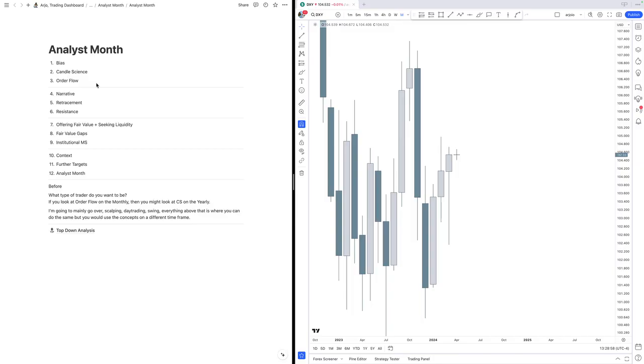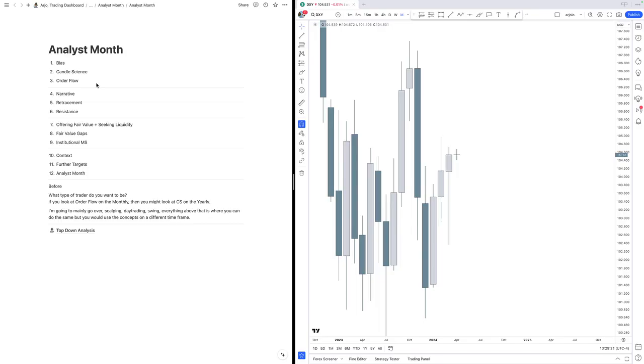When we have that bias, we now need to find a PD array again. So if we're targeting a premium array, for example, then we need to find a discount array that is going to lead us towards that premium array. That is where the narrative comes in. But those steps are quite easy, and we could have made a 20-minute video on just a bias and narrative alone. But there's a lot of variables going into that.